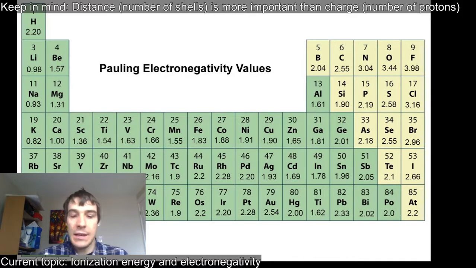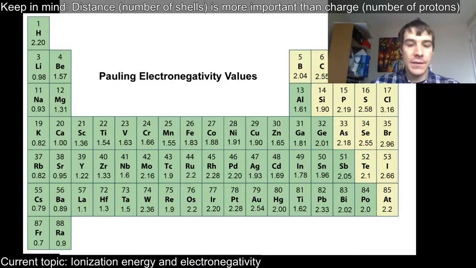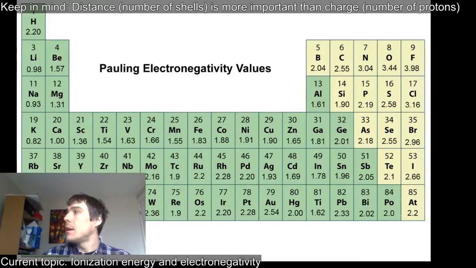And that means that it has both a large ionization energy and a large electronegativity. It's the most electronegative substance. Now there is one exception, one interesting difference here that I want to talk about, and that is noble gases.